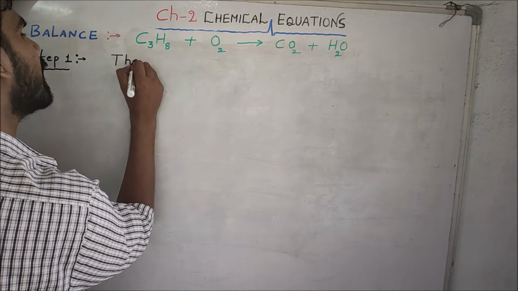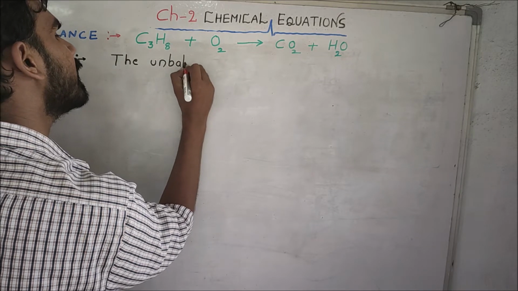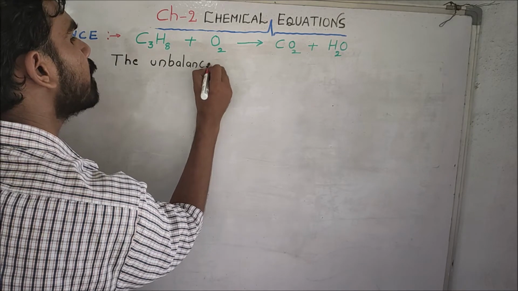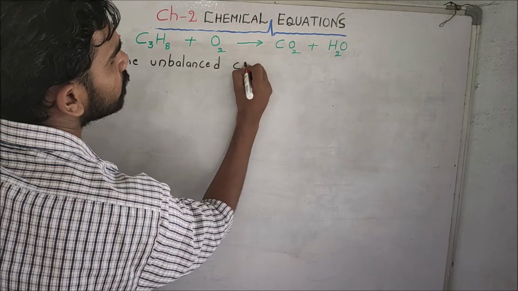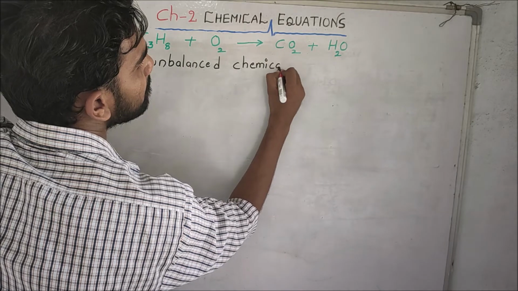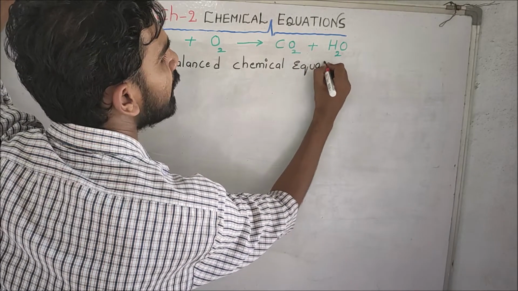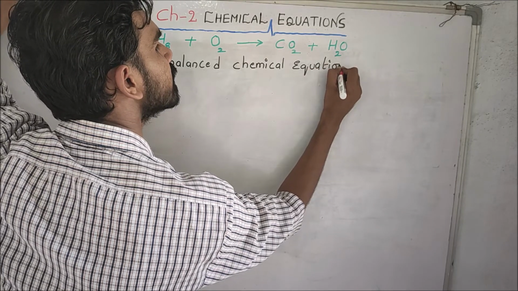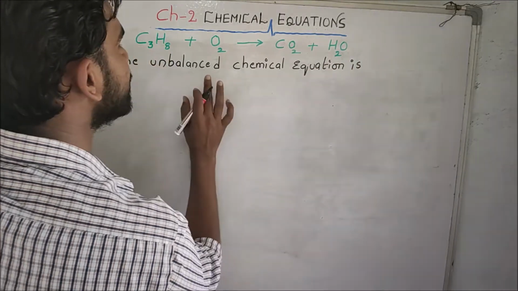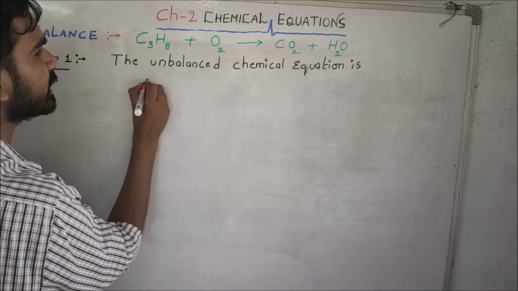The unbalanced chemical equation is step 1. It is common, you have to write this step. After that what we have to do? Write the question as it is.